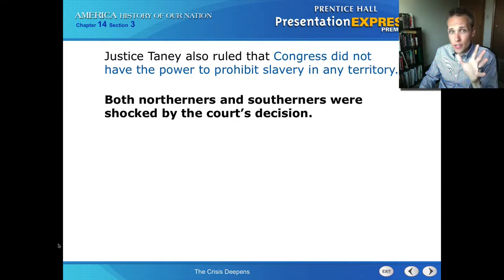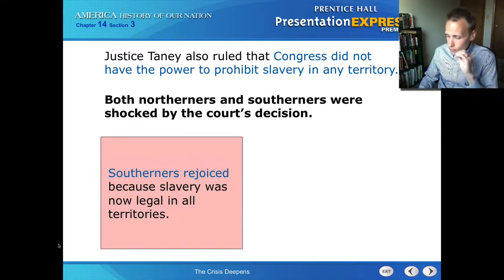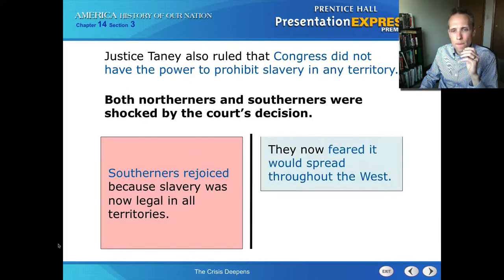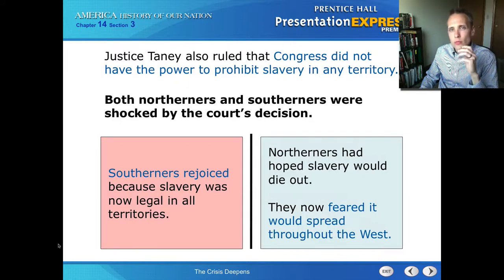And this stunned the nation. Southerners, not all of them again, but slave owners in general, the South in general, was excited about this because it opened up all the territories again that were left to settle to slavery. And Northerners, who had hoped that slavery would go away, were now very fearful that slavery would overspread the rest of the continent. So again, this graphic here is very telling in this. It creates a further divide between these two sections of the United States.